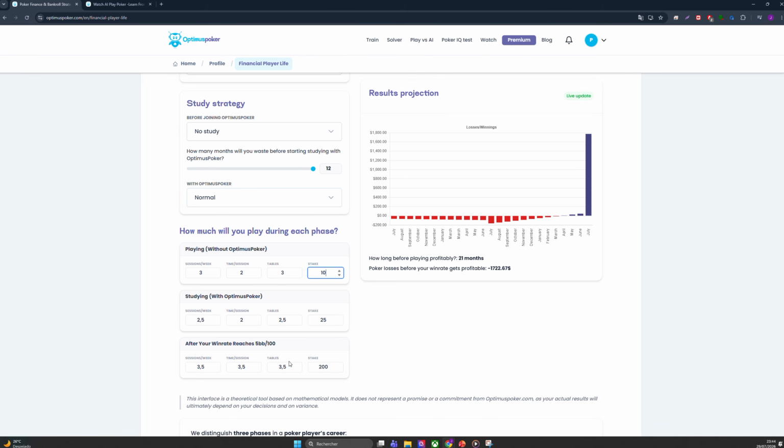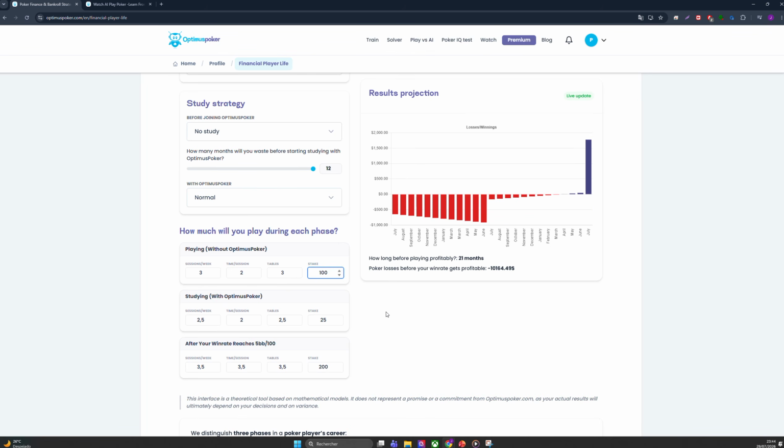So don't spend time. The only thing that you learn when you play NL2 or NL5, for example, is how to use the software where you're playing. But this is pretty much useless. Also, learning how to multi-table. Yeah, it's true, you can learn that, but don't spend, like in this example, 3 sessions per week, 2 hours per session, playing 3 tables just to learn how to multi-table. It makes no sense.